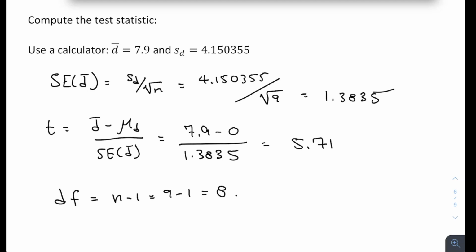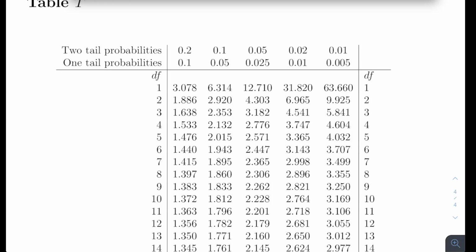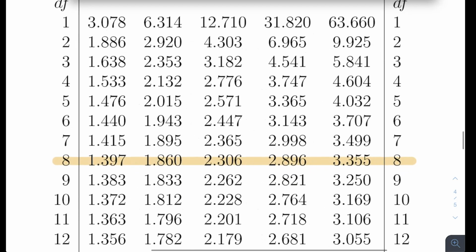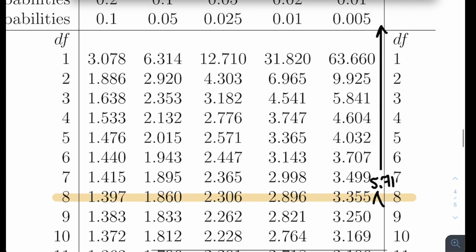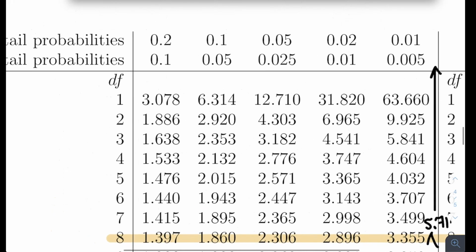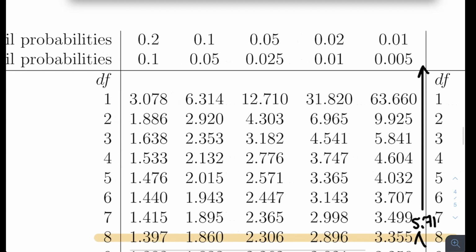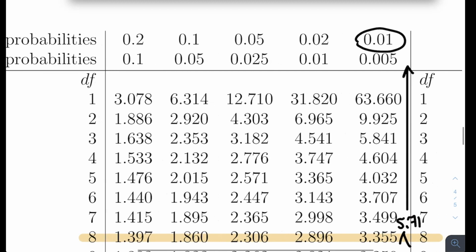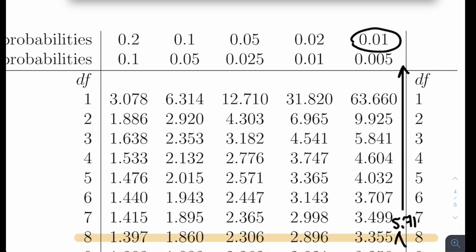Let's look up t equals 5.71 with 8 degrees of freedom in table T. We've returned now to table T. We have 8 degrees of freedom. Zoom in and we notice that 5.71 is off the table. We go up to our p-values, and this is a two-tailed test. So we'll compare it to 0.01, and since it is larger than the largest test statistic, it is smaller than 0.01. It's off the table, it is smaller. It's even further away from the center.